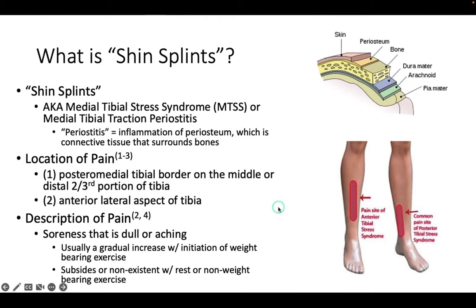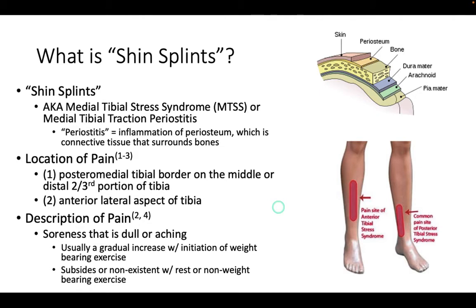People describe this pain as a dull or aching soreness. What triggers it is basically a gradual increase or the initiation of weight-bearing exercise. Someone starts running and they feel this pain once they strike the ground. In the mid-stance phase of running, they're putting a lot of force into the ground, it's sending force up, and the tibia is trying to absorb that shock. We're going to talk about how that causes the pain, and that's basically when pain starts occurring. It subsides or is non-existent with rest or non-weight bearing exercise.